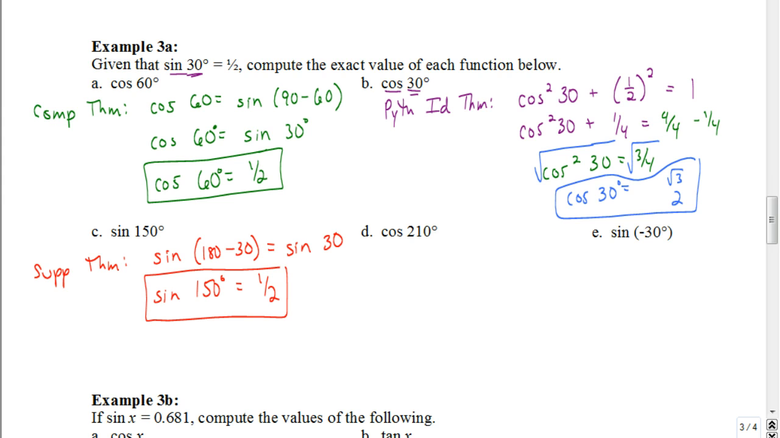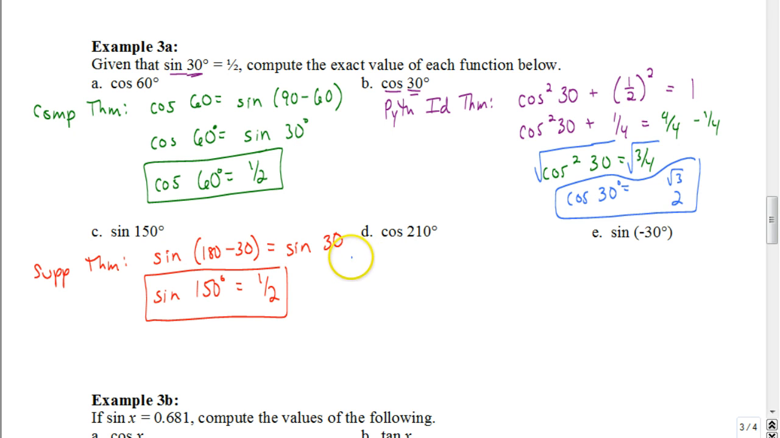Now let's look at the cosine of 210 degrees. For this one, it's more than 180, so I can't use the supplements theorem, and I therefore can't use the complements theorem. It's not the same value as what I was working with originally, so I can't use the Pythagorean identity theorem, so I've narrowed it down. It can't be any of those three. I can't use the opposite theorem, so that leaves me with the half-turn theorem.